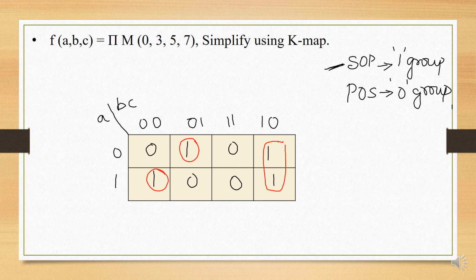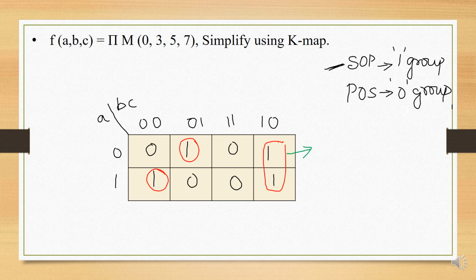Now let us write the product terms. Why are we going to write product terms for these groupings? Because we have grouped for logic ones. Please remember, when you are grouping for logic ones, you need to write product terms. When you are grouping for logic zeros, you have to write sum terms. Okay. So let me write the product term for the first grouping, that is the pair.